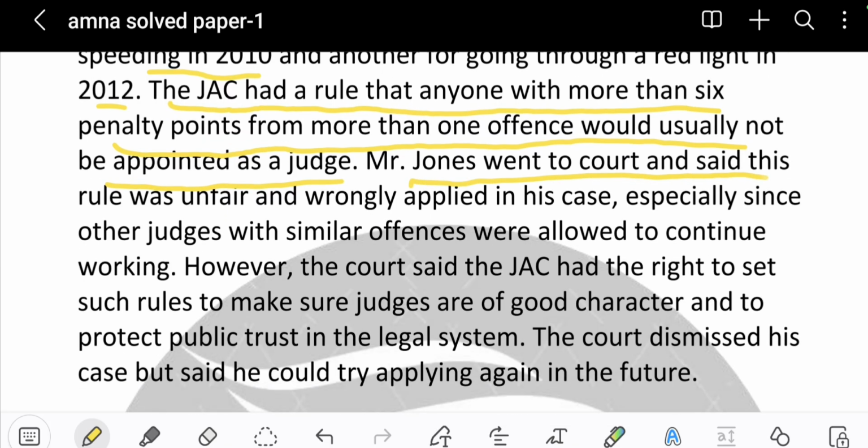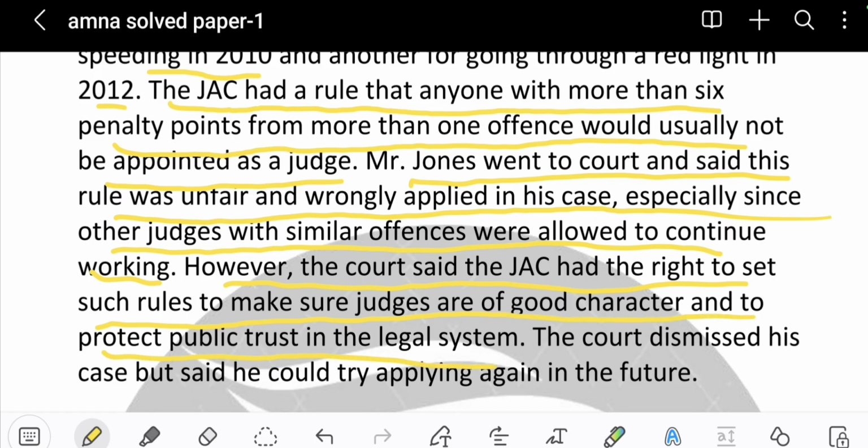Mr. John went to court and said this rule was unfair and wrongly applied in his case, especially since other judges with similar offenses were allowed to continue working. However, the court said the JAC had the right to set such rules to make sure the judges are of good character and to protect public trust in the legal system. The court dismissed this case but said he could try applying again in future.